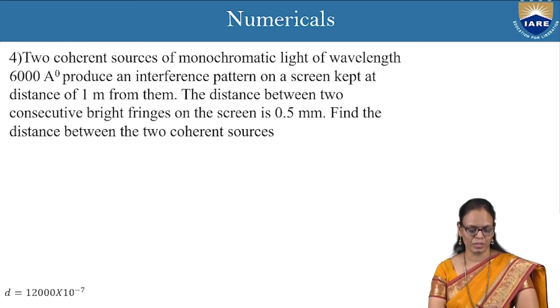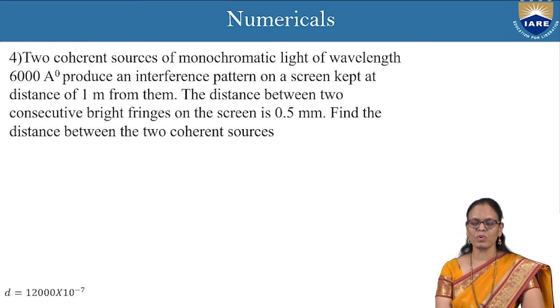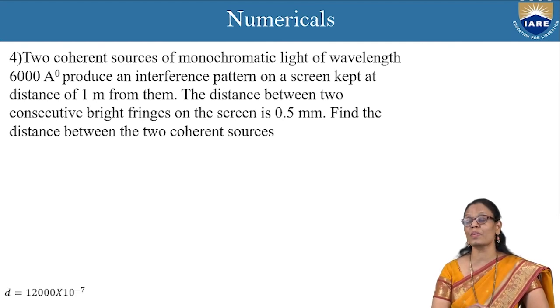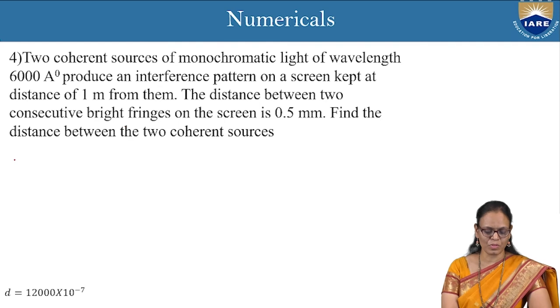Now coming to the fourth one. Two coherent sources of monochromatic light of wavelength 6000 angstrom unit produce an interference pattern on a screen kept at a distance of 1 meter from them. The distance between two consecutive bright fringes is 0.5 mm. Find the distance between the two coherent sources. So it is a similar kind of problem. Only thing is we'll try to understand if the distance varies, how the fringe width varies. So write the data.